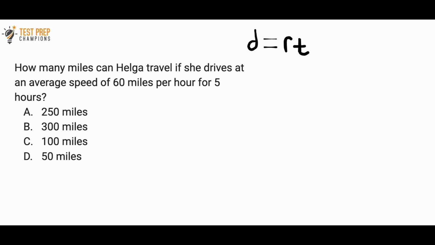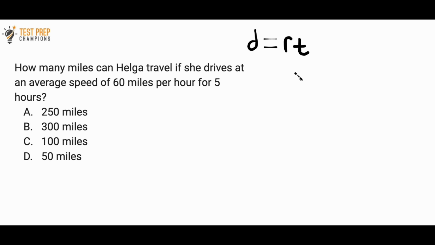How many miles can Helga travel if she drives at an average speed of 60 miles per hour for 5 hours? Is the answer A, B, C, or D? Now, since we're just practicing, I've given you the distance formula up here if you want to use it. And this formula, you can just find it on the sheet that they'll give you when you go to take your test. There'll be a formula sheet you can access. And you can get this formula right off of the sheet, but since we're just practicing, I just threw it up here to save you some time. D stands for distance, the R stands for rate, and T stands for time. So it's distance equals rate times time.